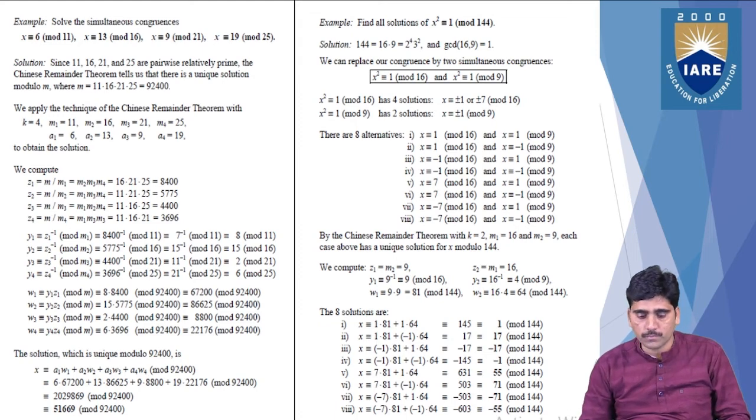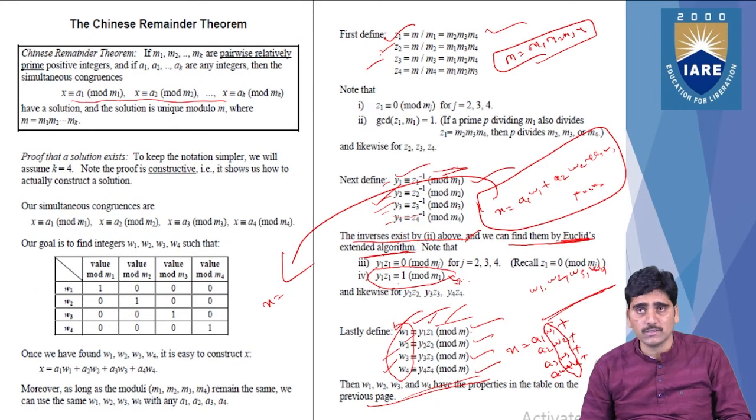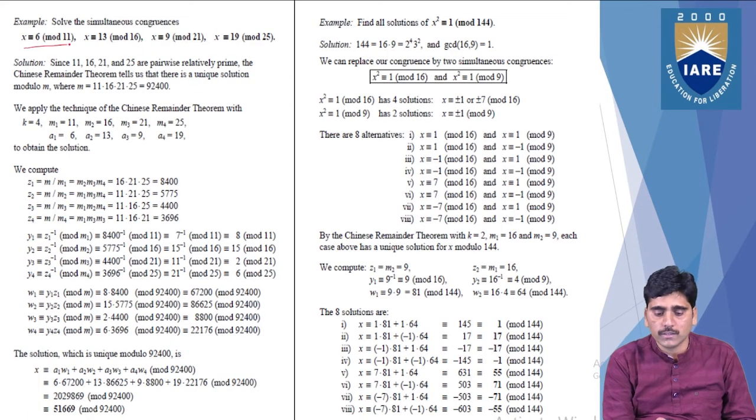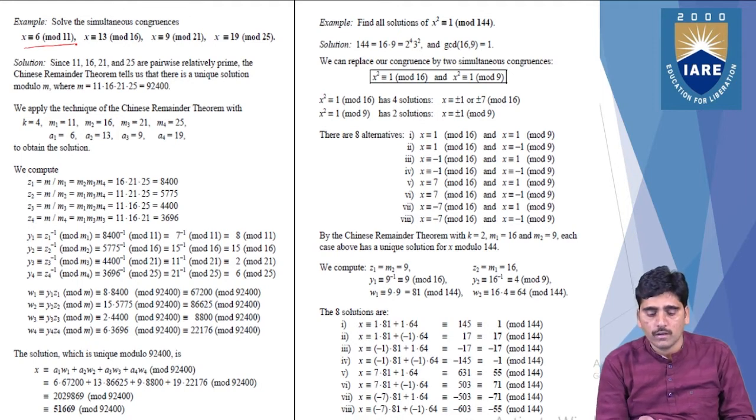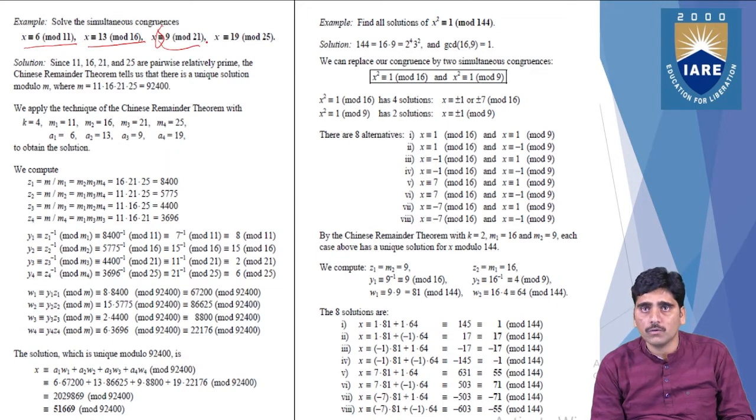As per this theorem, we can see some simultaneous congruences. Here X equals 6 mod 11, X equals 13 mod 16. That is not an equal symbol, that is a congruent symbol. If you are not able to pronounce it, you can pronounce it as equal. So X congruent to 6 mod 11, X congruent to 13 mod 16, X congruent to 9 mod 21, X congruent to 19 mod 25. Right. Now they have given these A values and M values.